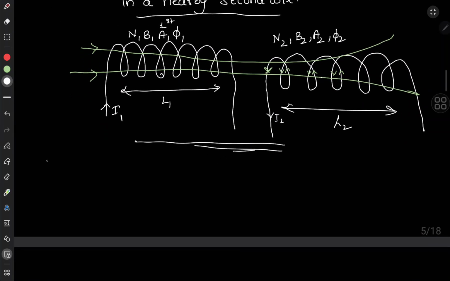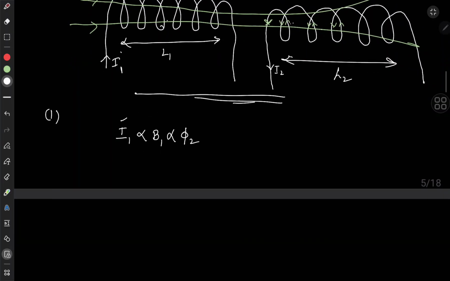Now we will calculate. The first case is if I1 is the current flowing in the first coil, then the magnetic field produced will be B1. The magnetic field produced by the first coil is going to be B1, and the flux linking with the second coil is going to be given as phi2. Remember this, phi2 is the magnetic flux linking with the second coil.